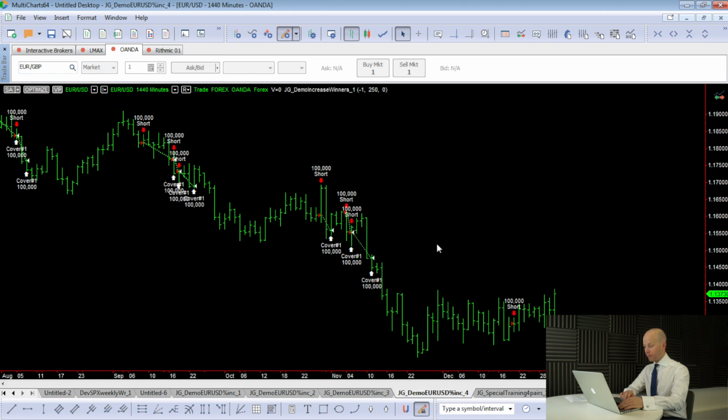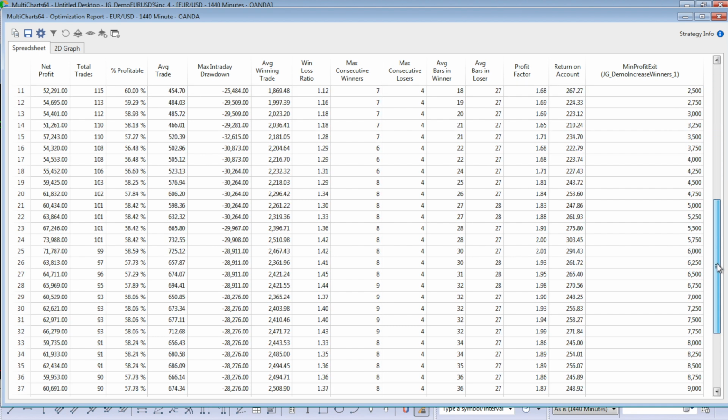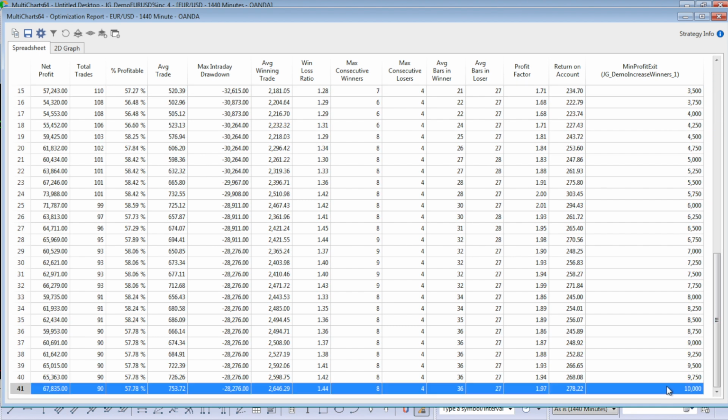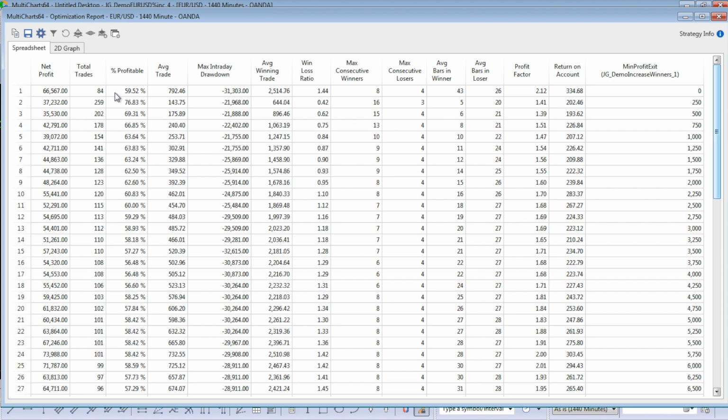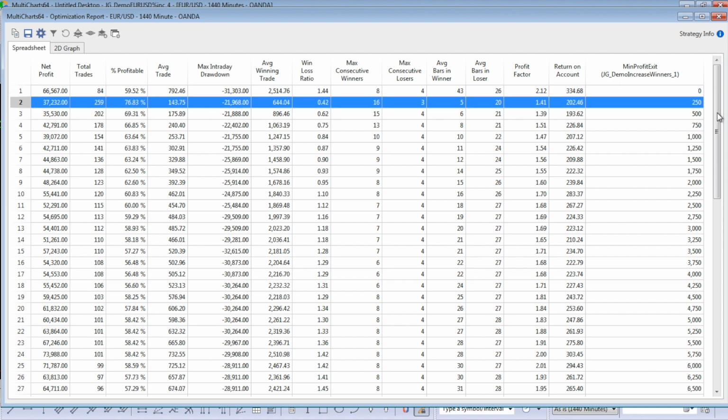Now this is the bailout exit using a minimum amount of profit. And I've optimized from 0, that's our baseline, all the way through to 10,000, which is equivalent to 1,000 pips. So looking at the results, we've got the baseline and then 250, that's actually $250, so that's 25 pips. So this is saying only get out if we're in profit by 25 pips at the end of the day.